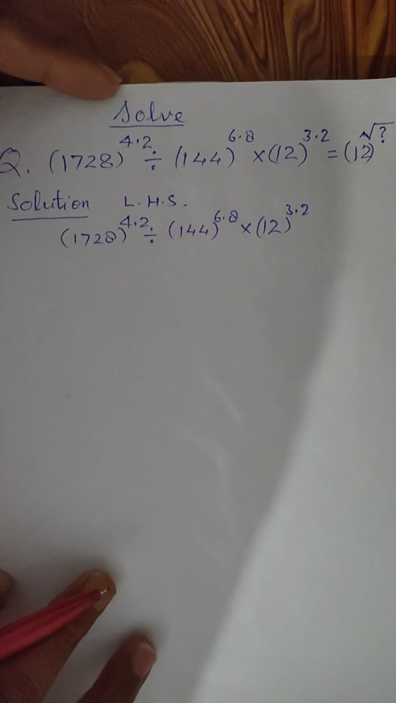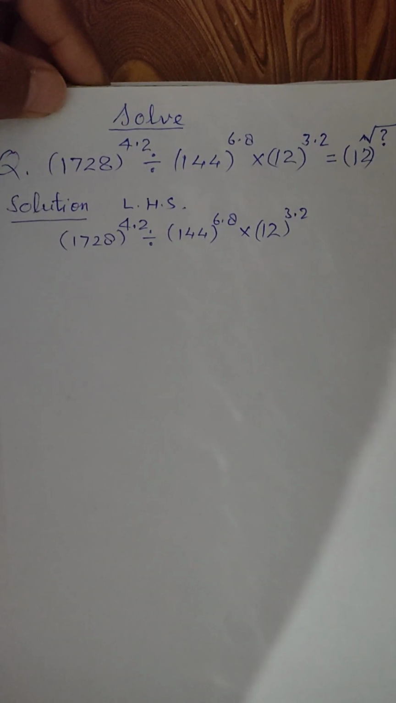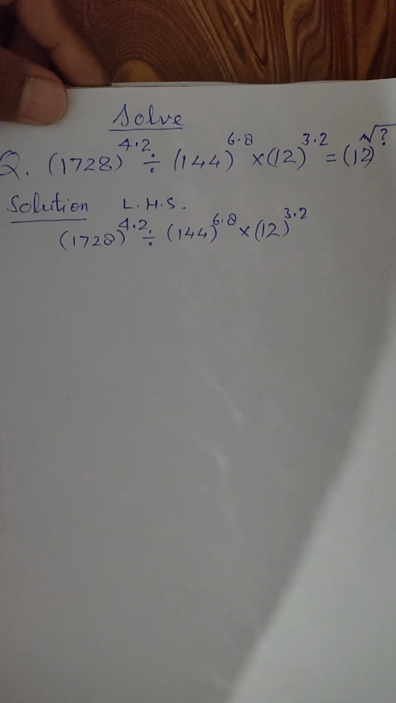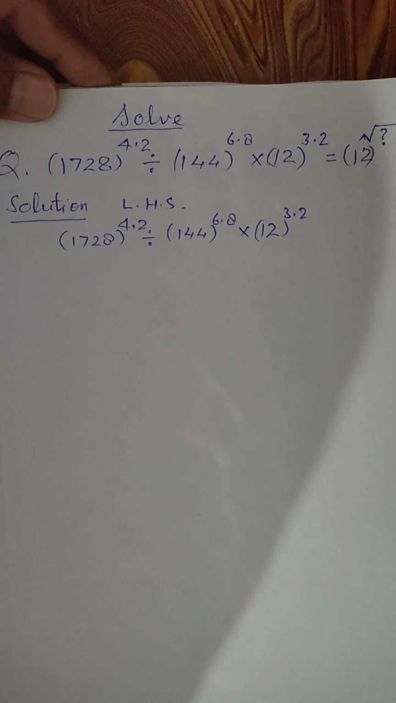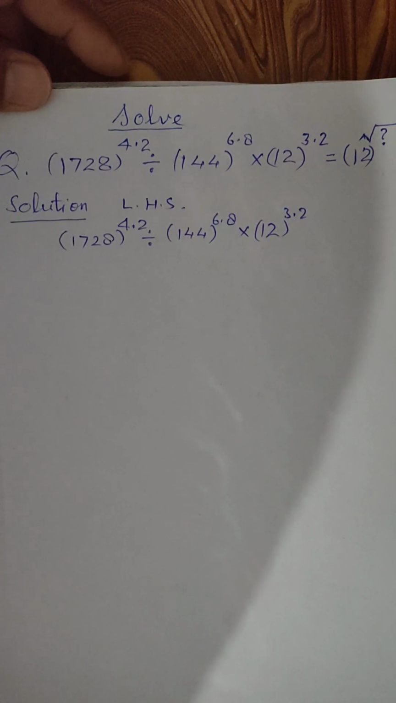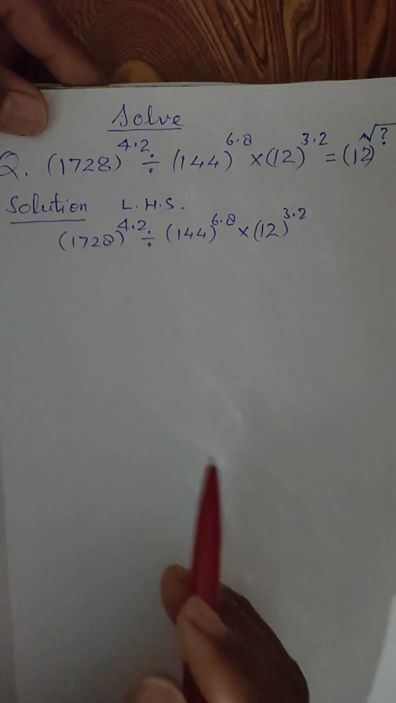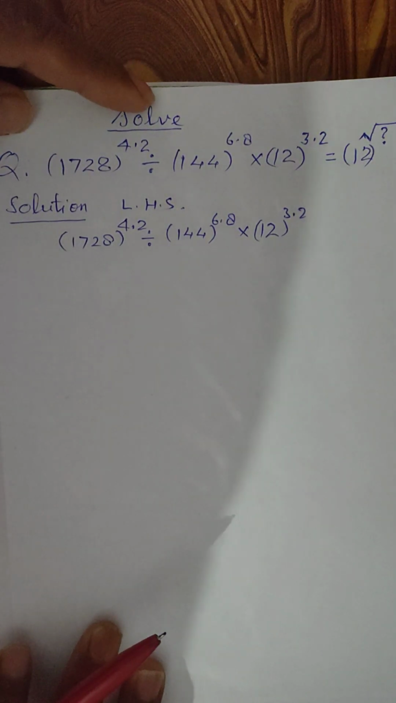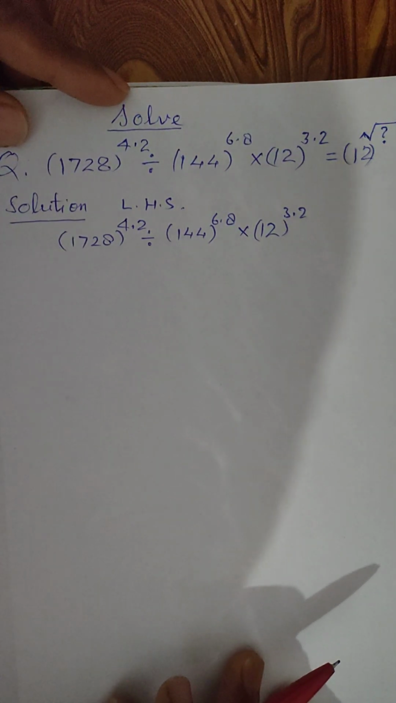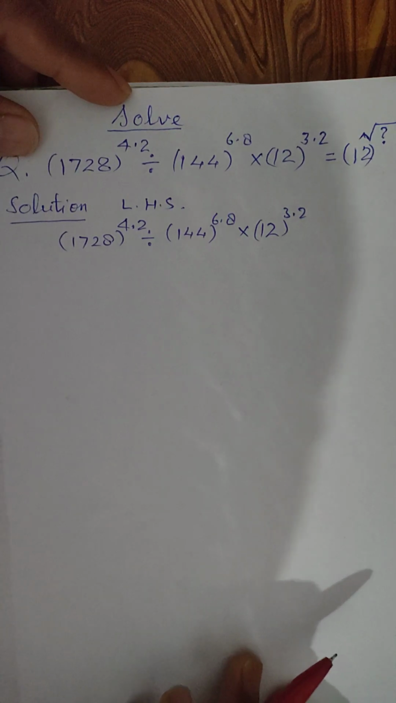I have brought you a question to solve: 1728 to the power 4.2 divided by 144 to the power 6.8 into 12 to the power 3.2 is equal to 12 to the power what? We have to solve it as 12 to the power under root what?